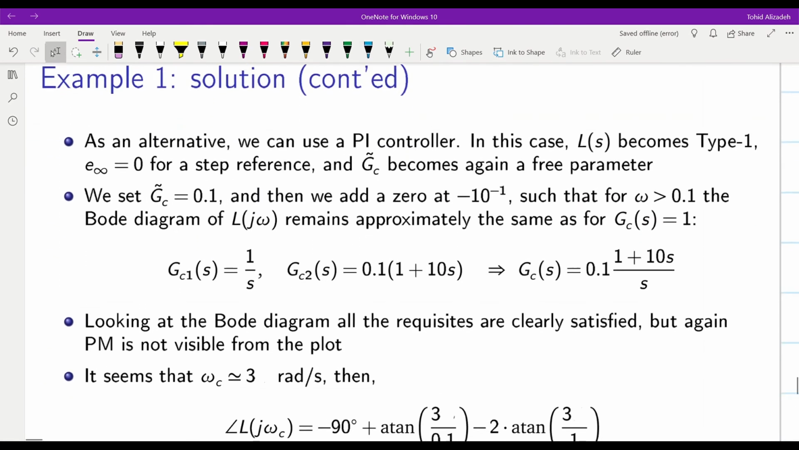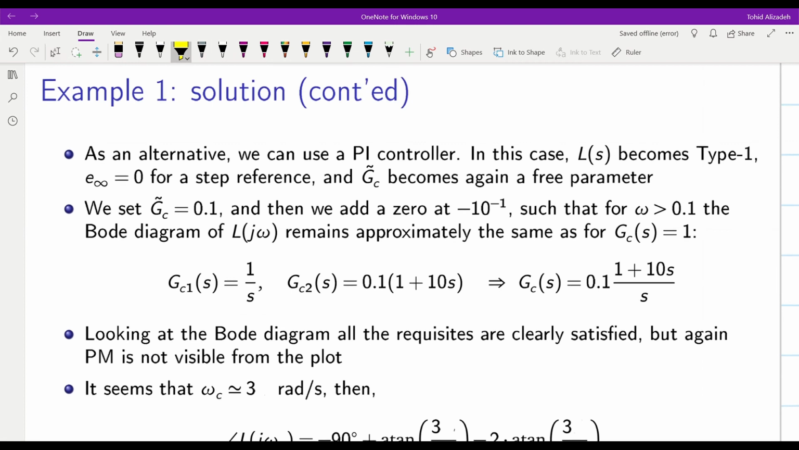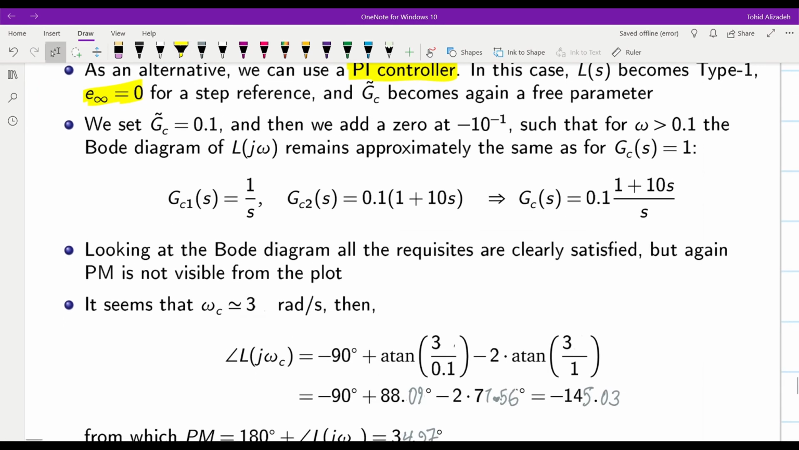As another solution, we could choose the PI controller. If we use a PI controller, the type of the system will increase by 1. We will have a type 1 system. The steady state error for the step reference will become 0, and GC tilde, the generalized gain of the controller, will become a free parameter for us.